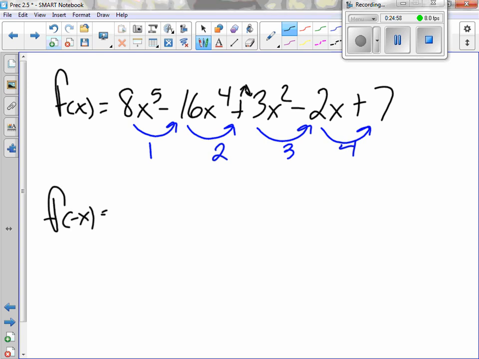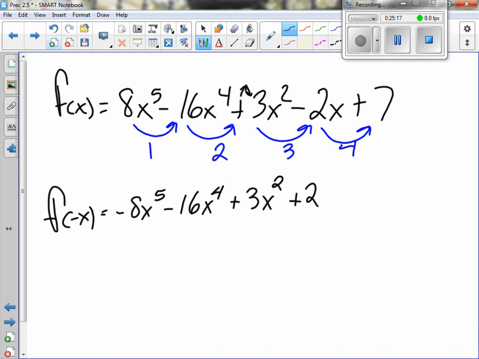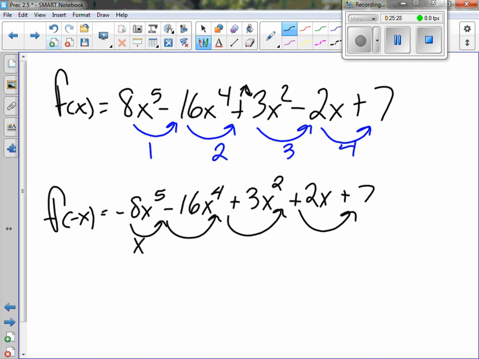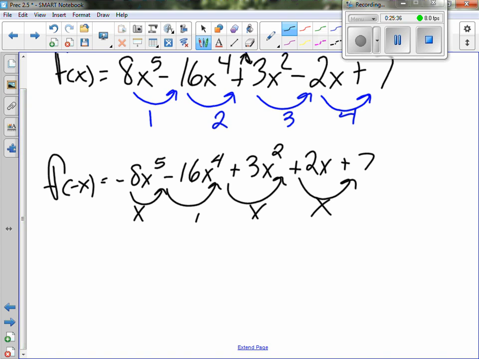Now we need to do the negative case. So x to the 5th, would the sign change? Yes, because it's odd. So we'd have negative 8x to the 5th. The next would stay the same because it's even. It would change, and then it would stay the same. So from here to here, nope. Yes, no. So how many negatives could we have? 1, because it only changes signs once.